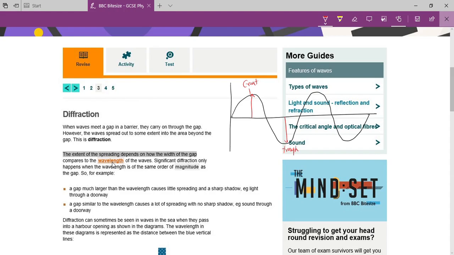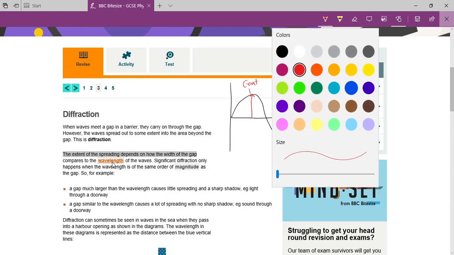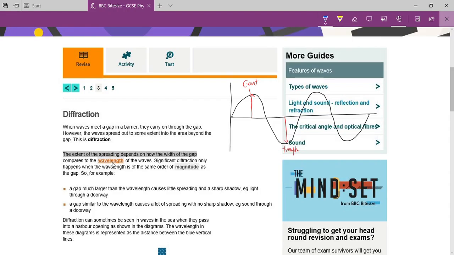So what is wavelength? You can write the definition here. Wavelength is the distance between two crests or two troughs, or one crest and one trough. That is known as your wavelength.